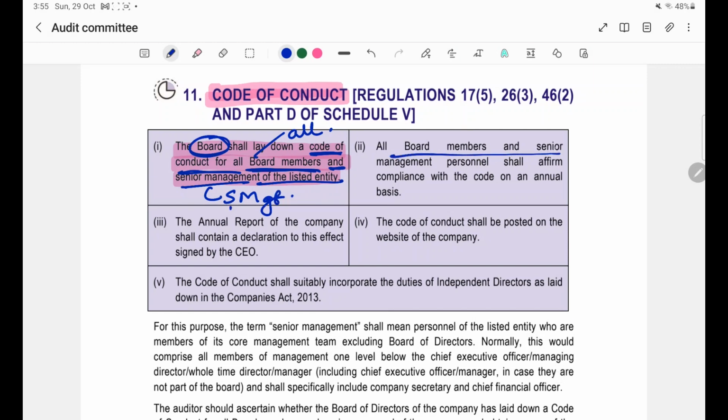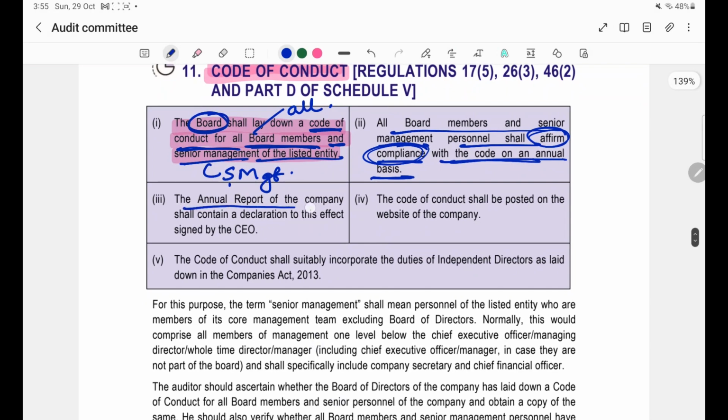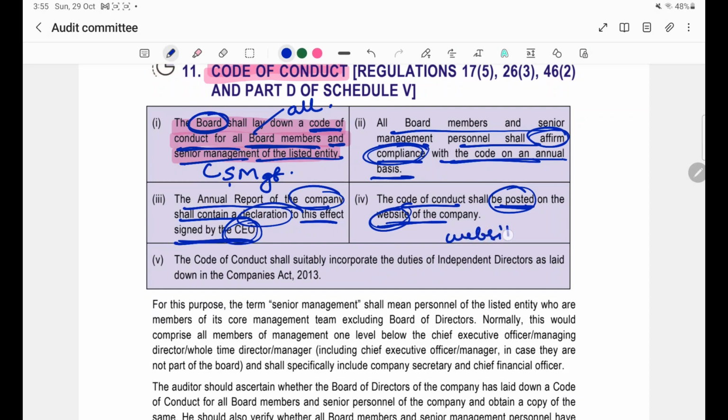Now all board members and senior management personnel shall affirm compliance. So the code of conduct is to be complied with on an annual basis. The annual report of the company shall contain a declaration to that effect signed by the CEO. Now, the code of conduct shall be posted where? On the website. So these are very, very basic points.